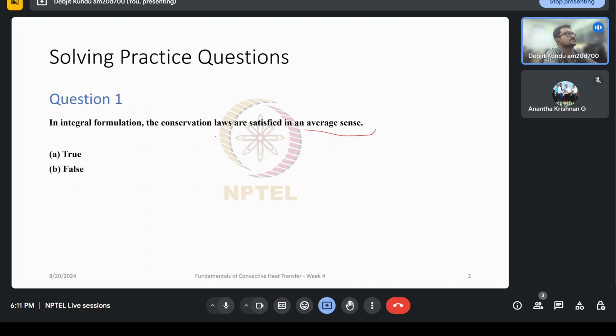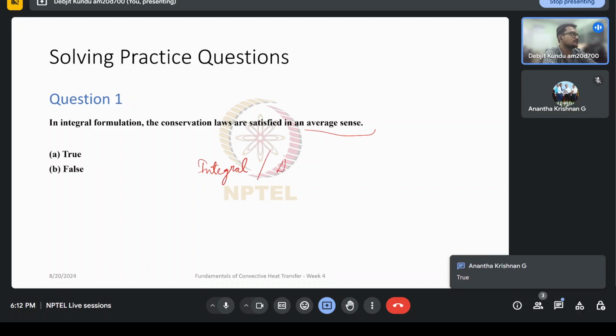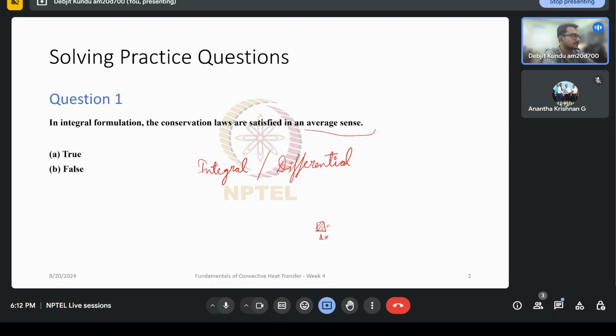So what happens is there are two different kinds of formulation. One is an integral approach versus a differential approach. In differential approach, what is done is that we take a control volume which is infinitesimally small. So it's dx, dy, all the dimensions are infinitesimally small. Now in integral approach, what we do is we have a finite sized control volume. Now it could be in one dimension or more than one dimension.